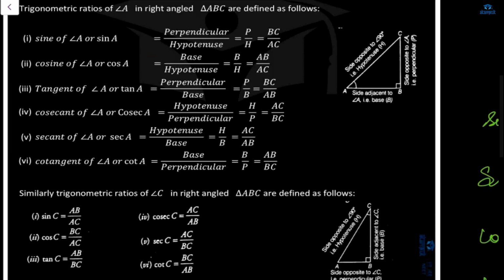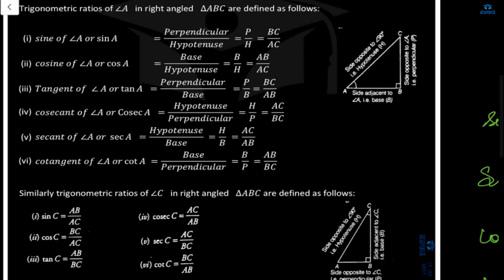And you have to remember these formulas. Sine will be equal to perpendicular upon hypotenuse, cos will be equal to base upon hypotenuse, tan will be equal to perpendicular upon base, cosec will be equal to hypotenuse upon perpendicular, sec will be hypotenuse upon base, and cot will be base upon perpendicular.